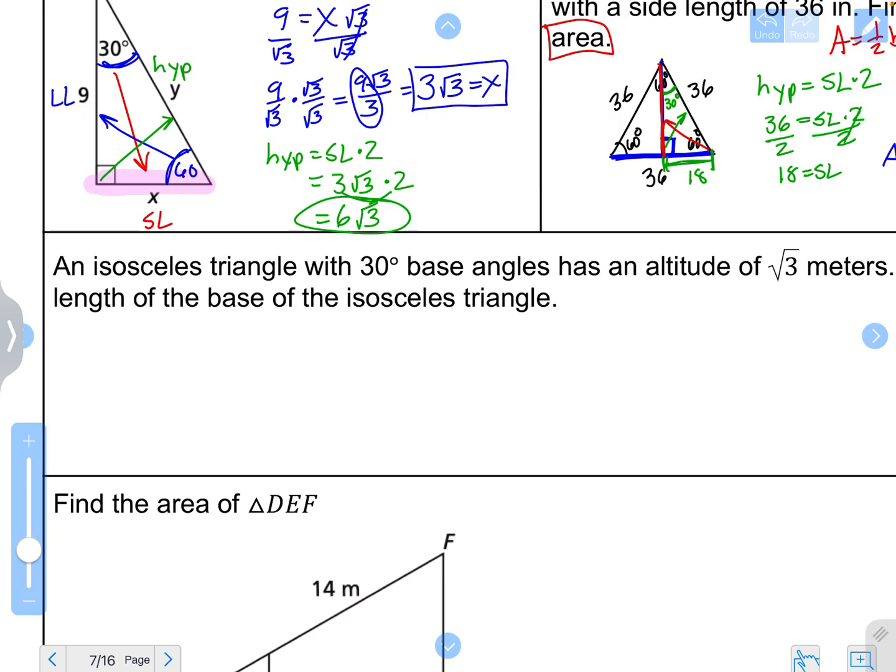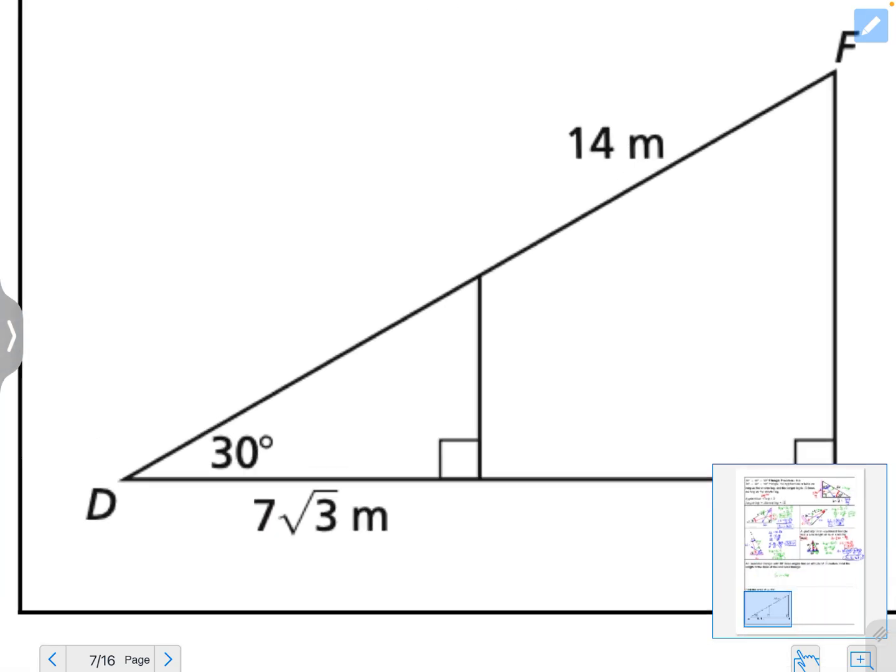All right, so you should have gotten a base that was 6 inches long. There's supposed to be an E somewhere in there. All right, so now let's go ahead and talk about this problem.